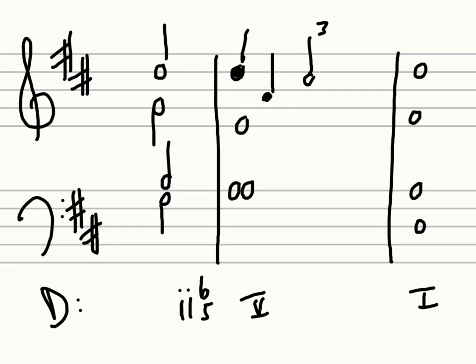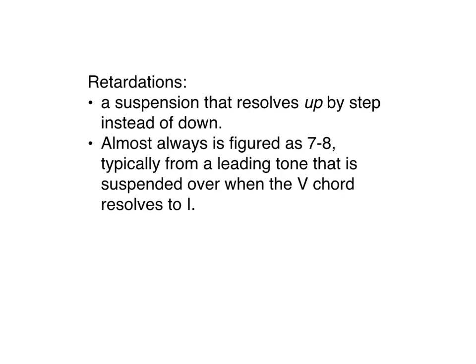And finally, we'll show you one more trick. This is called a retardation. Think of a retardation as a suspension that resolves up by step instead of down. It's almost always figured as a 7/8, although it could be other notes going up as well, but typically it's a leading tone that's suspended over when the 5 chord resolves to 1. Here's our final example.